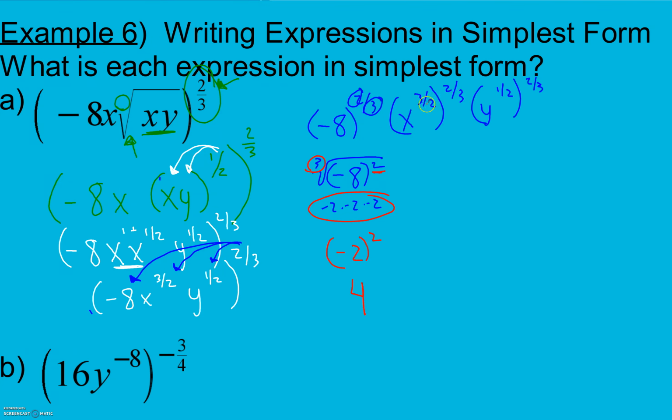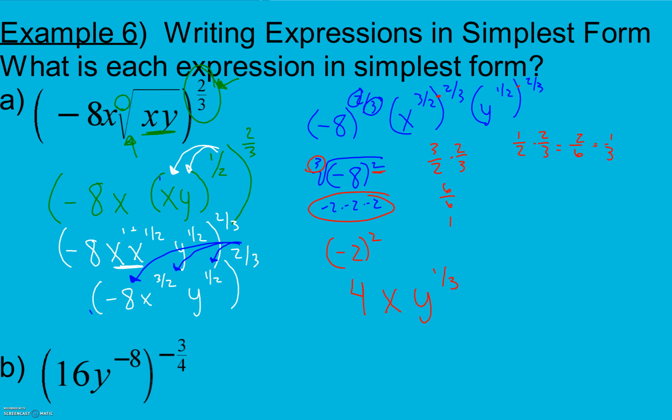Here, I multiply. Power to a power means I multiply my exponent. So I take 3/2 times 2/3. I get 6/6, which is 1. So I have just an x. And same thing here. Power to a power means I'm going to multiply 1/2 times 2/3. Give me 2/6 or 1/3. So y to the 1/3.